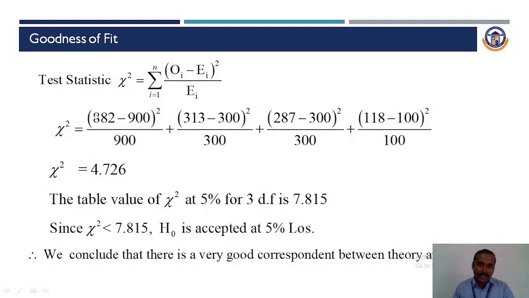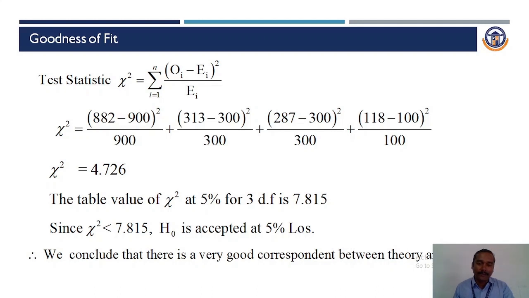Use the respective values in the formula. The first case: 882 minus 900 whole square divided by its expected frequency 900. Divide it. Similarly for the remaining terms also. So the chi-square value is 4.726.